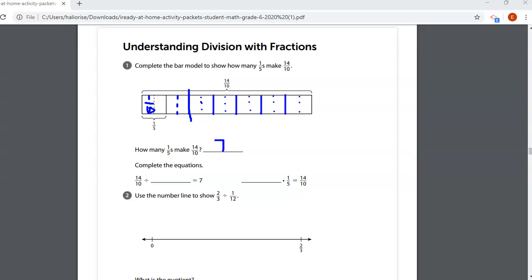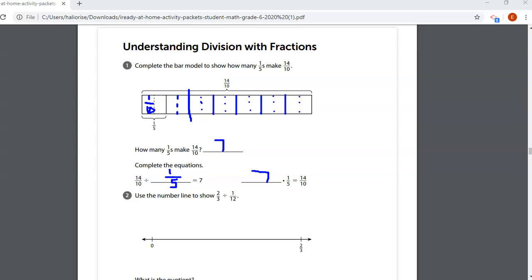14/10 divided by what equals 7? So we've used this number and we've used this number. So we have 14/10 divided by 1/5 equals 7. And then they're going to ask you to turn it into a multiplication problem next. So what times 1/5 equals 14/10? Well, we know that there are 7 1/5s in 14/10, so 7 times 1/5 equals 14/10.